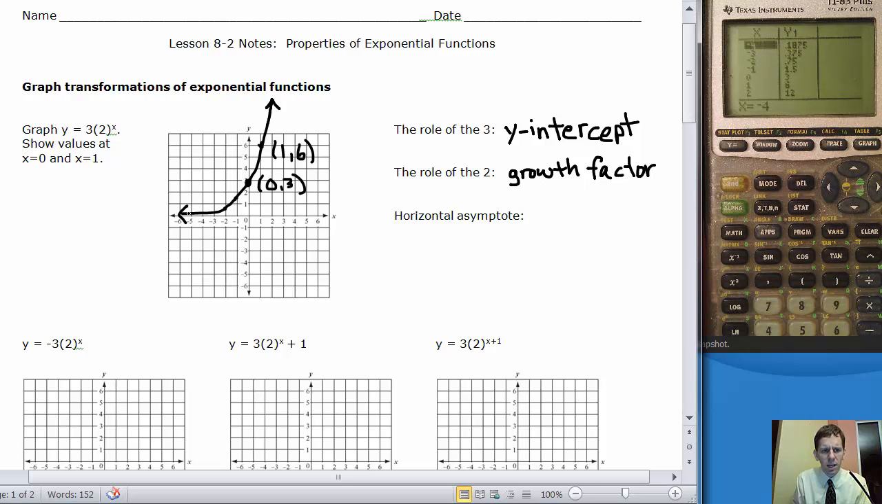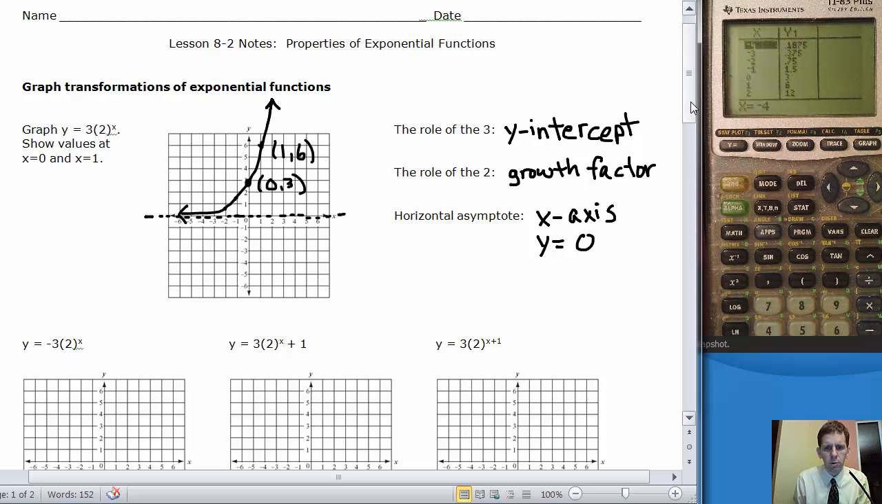The horizontal asymptote is not something we've talked about recently. The horizontal asymptote is the line that this graph gets really close to but never quite touches. That's this x-axis right here. Our graph never touches the x-axis, but it gets really close to it as you move from left to right. So we say the horizontal asymptote is the x-axis. As an equation, we say that's equal to y equals 0.